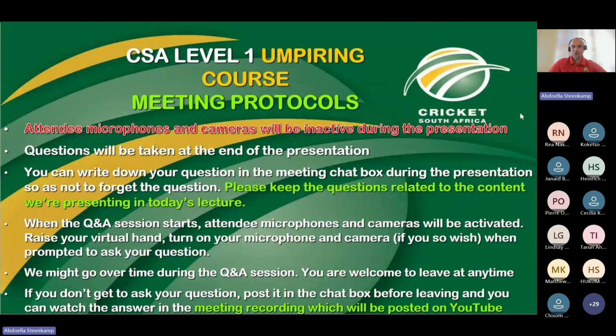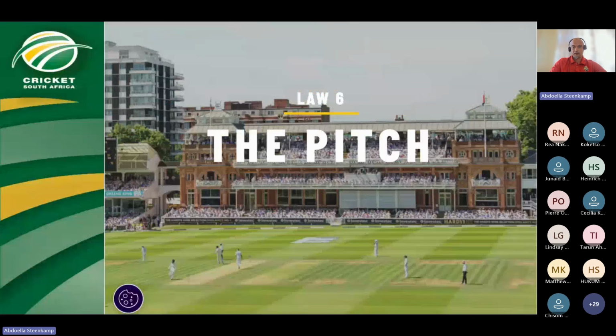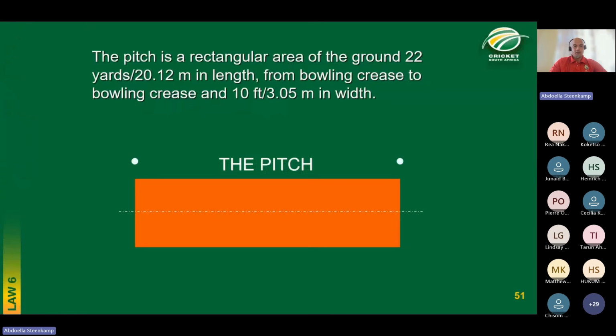So kicking off, law number 6. So what is law number 6? Law number 6 is the pitch. So when it comes to the pitch, what is the length of the pitch? The length of the pitch is 20.12 meters or 22 yards.